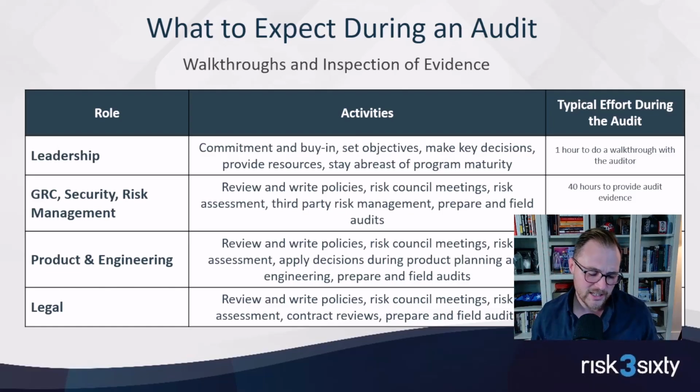And then the last team I'll mention that often has a pretty hefty workload is your legal team. Legal teams are usually reviewing and writing policies. They're probably, again, involved in your risk council meetings, maybe your risk assessments. They're probably including language in your contracts. So if you're a product company and you have contracts with customers and you're defining how you use AI and the responsible use of AI, they're typically involved in that.